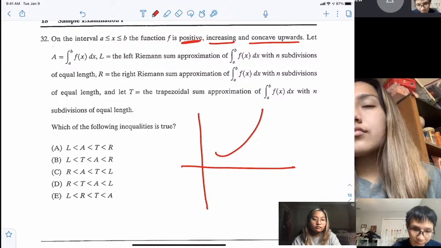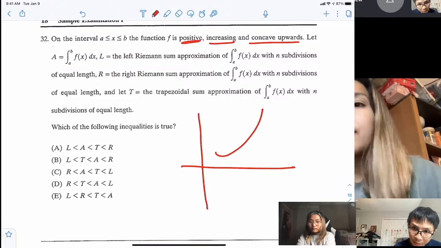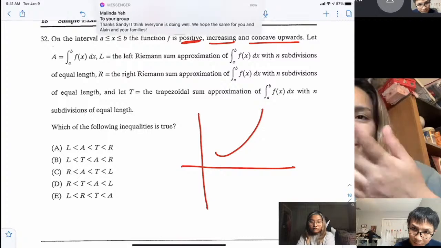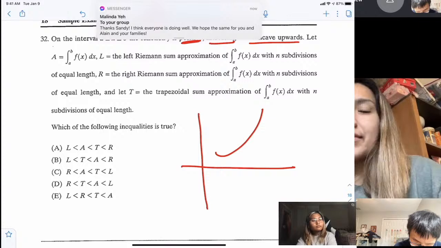Ariana, is that good? Yeah, I get it. I'm just waiting for the screen to load. So far, I get what you're saying.